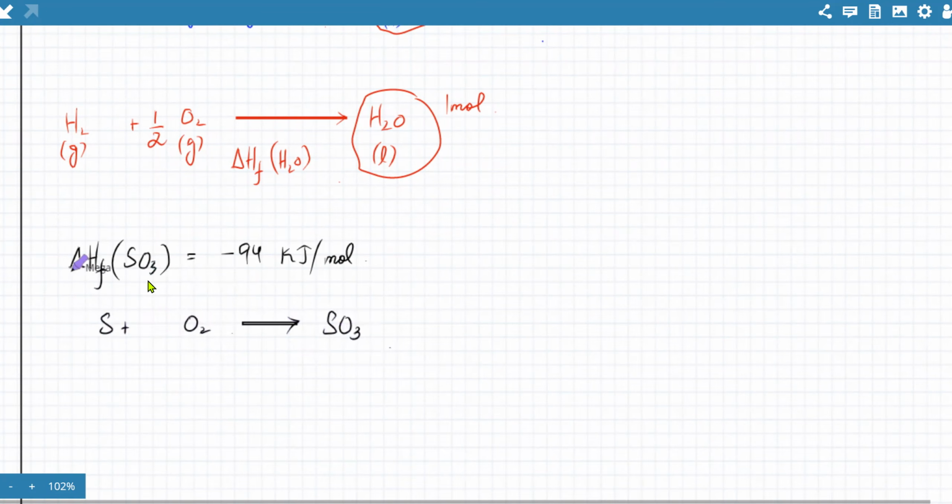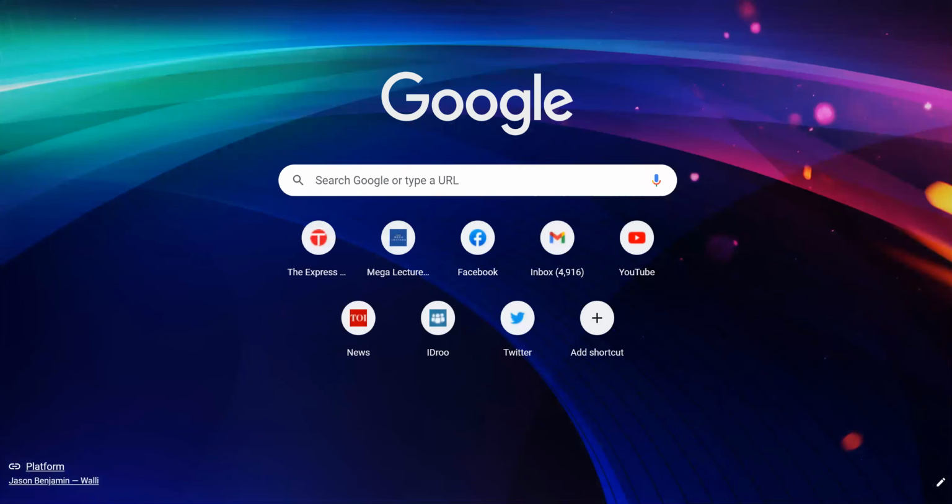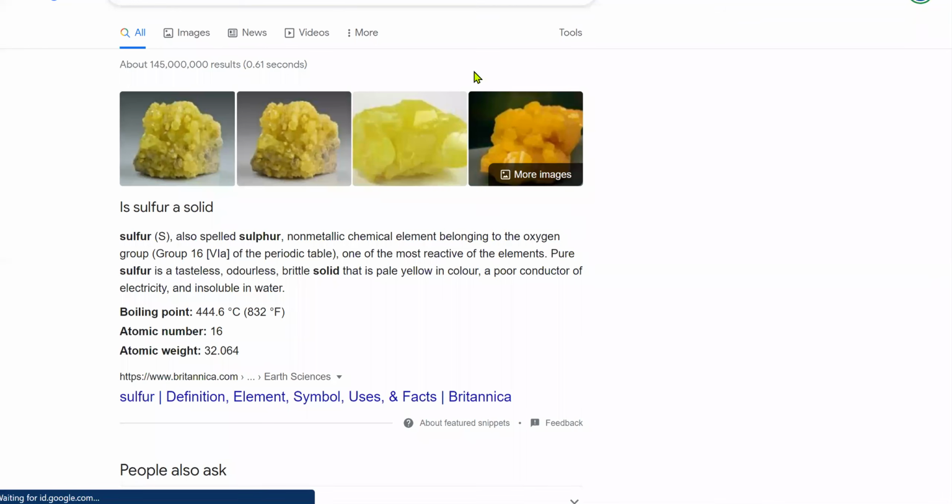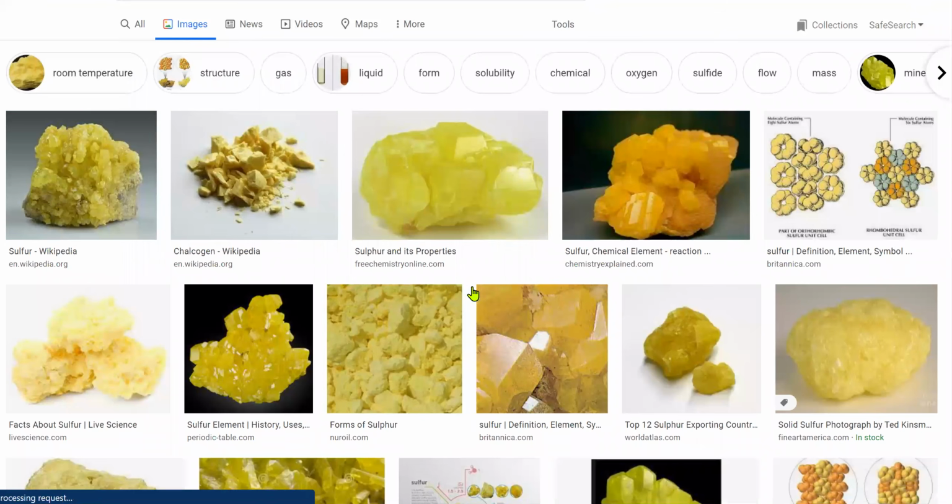It's not balanced yet. Plus, you always have to remember, you always have to write states. Remember, sulfur is a solid. It's a yellow solid. I'll just show you a picture so you always remember what sulfur is. So this is sulfur. It's a yellow solid. Sometimes it's a powdered substance. So this is what sulfur looks like.